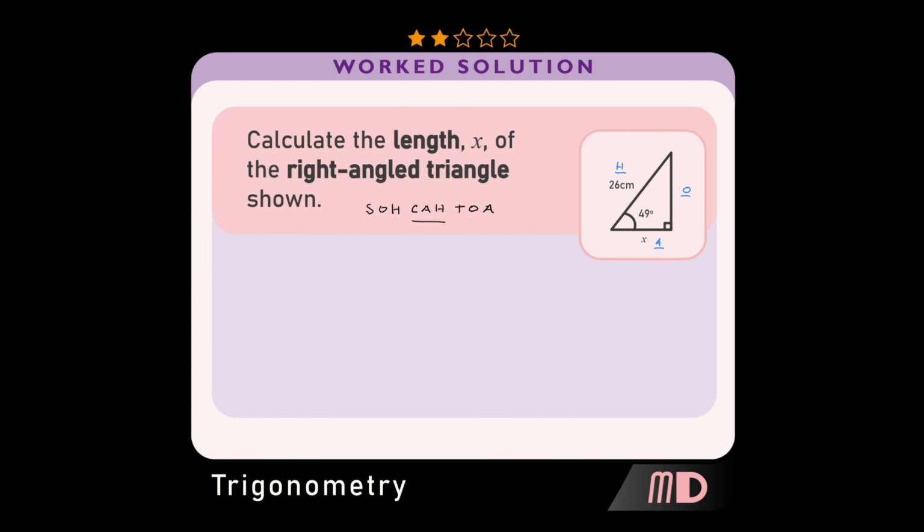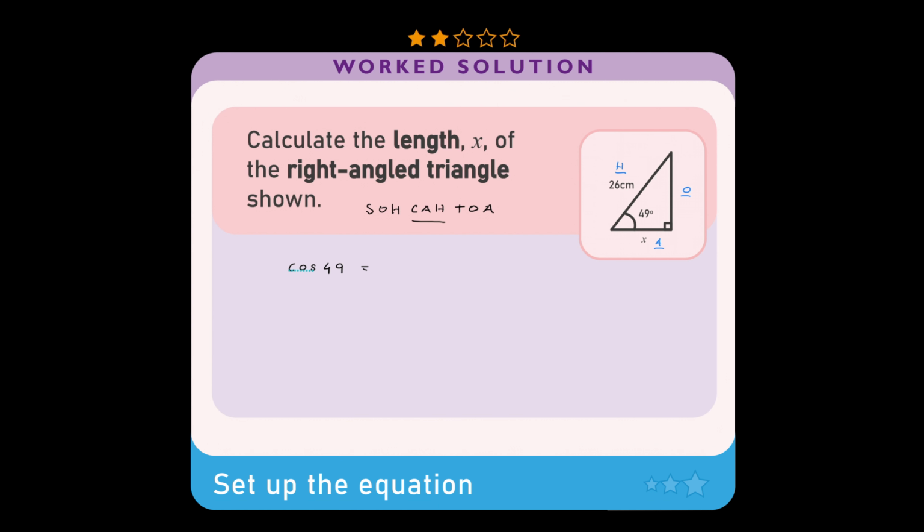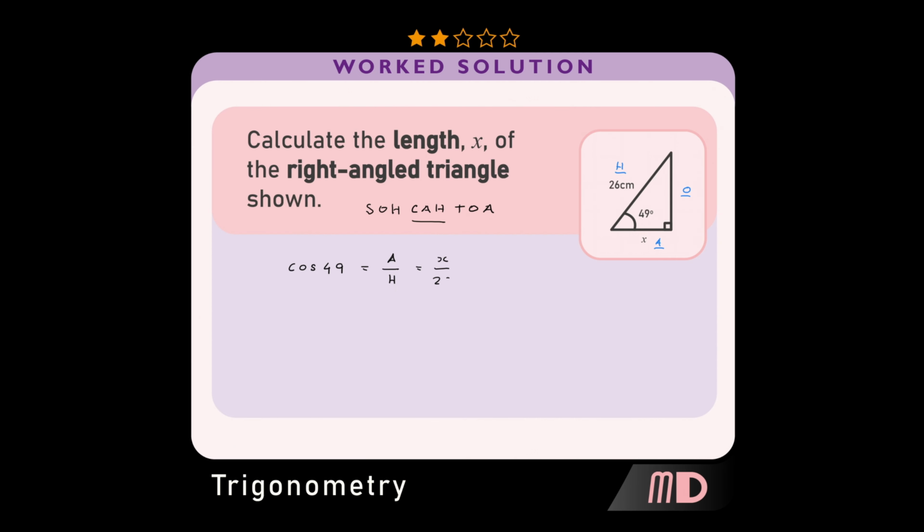So, the cosine of 49 is equal to the adjacent side divided by the hypotenuse, which is x divided by 26. Isolating x to find its value, we need to multiply both sides by 26, eliminating 26 from the right side of the equation.